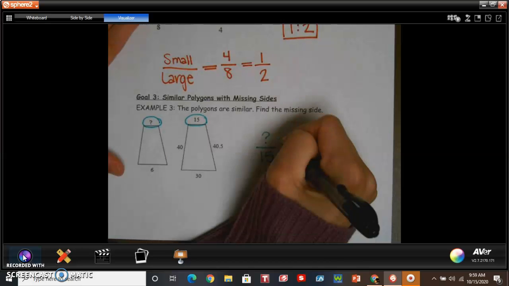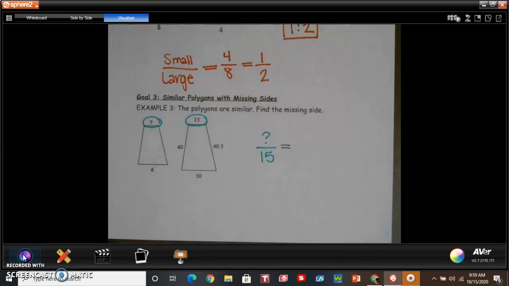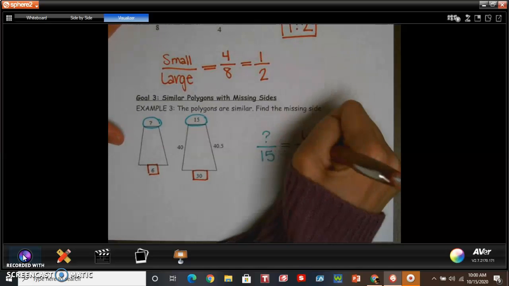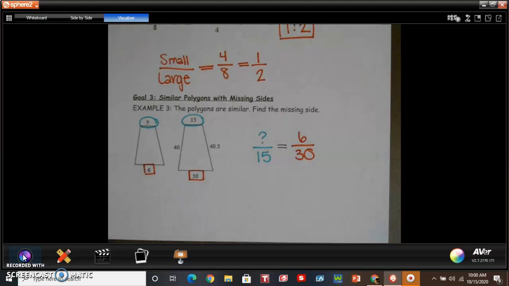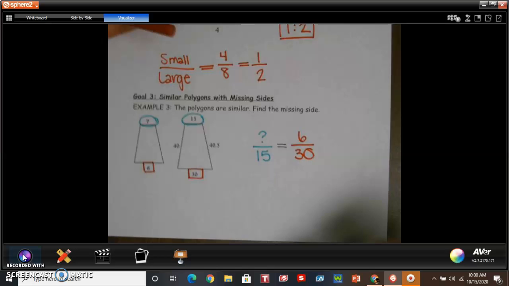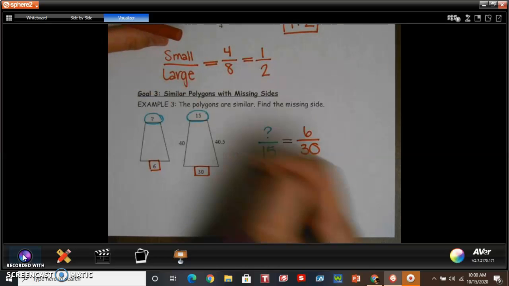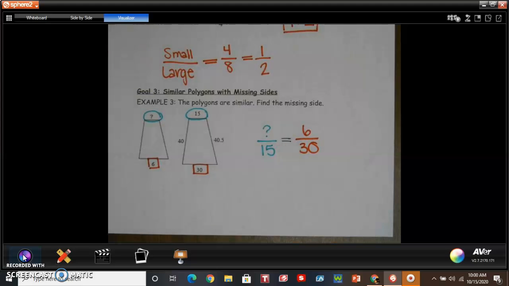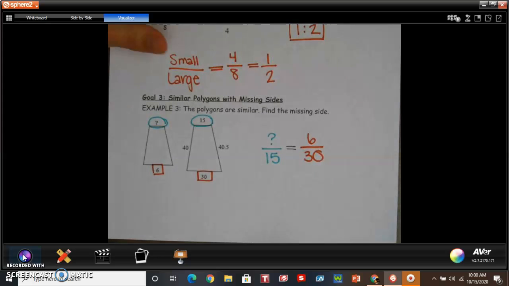Let's see if we can find something it's equal to. Do I know another side on my question mark? I do. I know 6. And what does 6 line up with? It lines up with 30. So my next one is 6 over 30. And this is really important for you to identify. If you notice, all of them in our first figure are on top. All of these in our second figure are on the bottom. They have to line up like that. And then we simply solve by using cross multiplication.